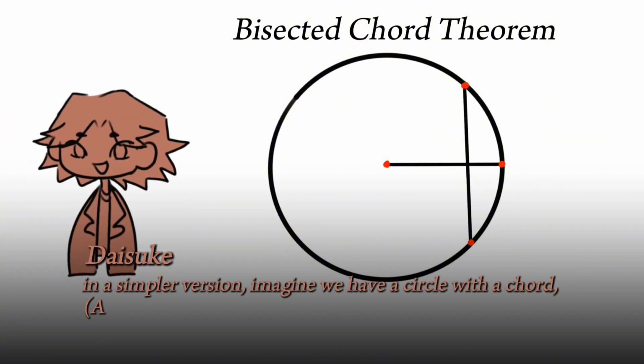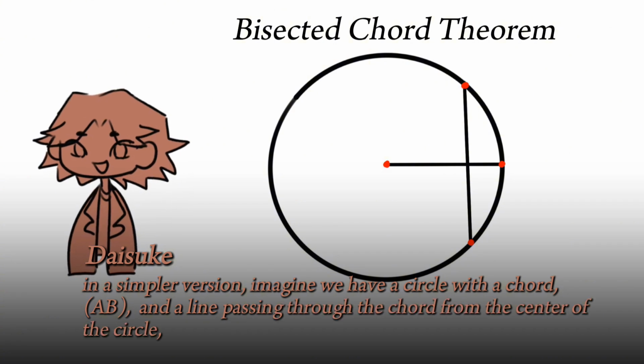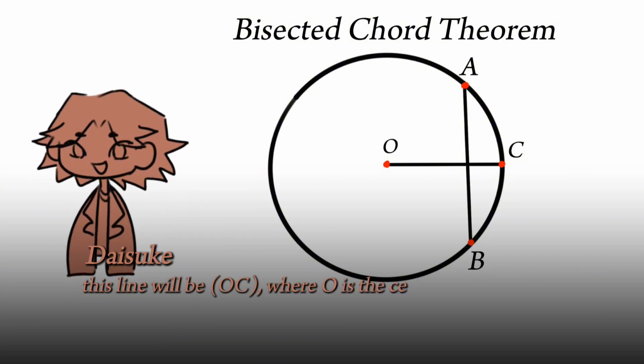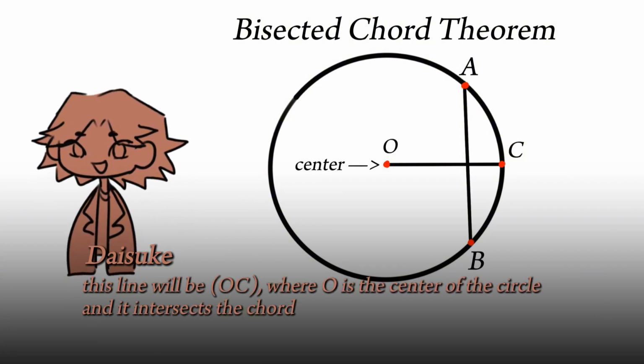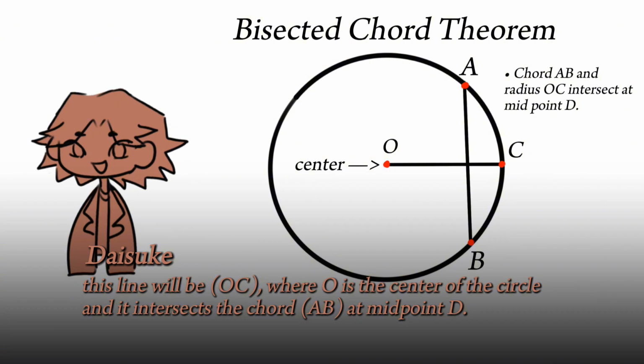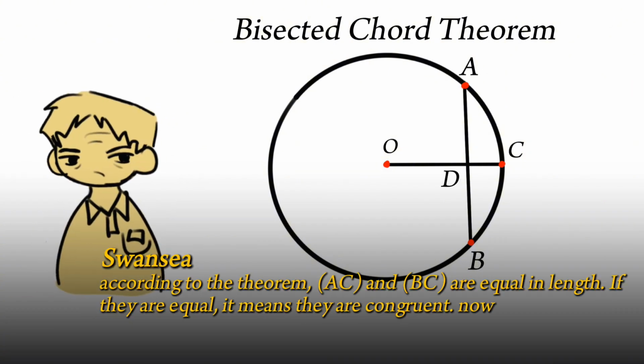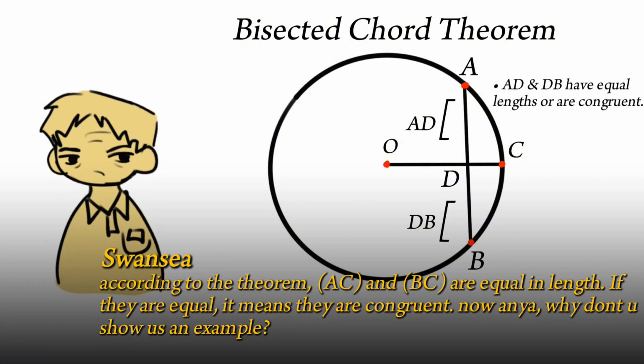In a simpler version, imagine we have a circle with a chord, AB, and a line passing through the chord from the center of the circle. The line will be OC, where O is the center of the circle, and it intersects the chord AB at midpoint D. According to the theorem, AD and DB are equal in length. If they are equal, it means they are congruent. So now Anya, why don't you show us an example?